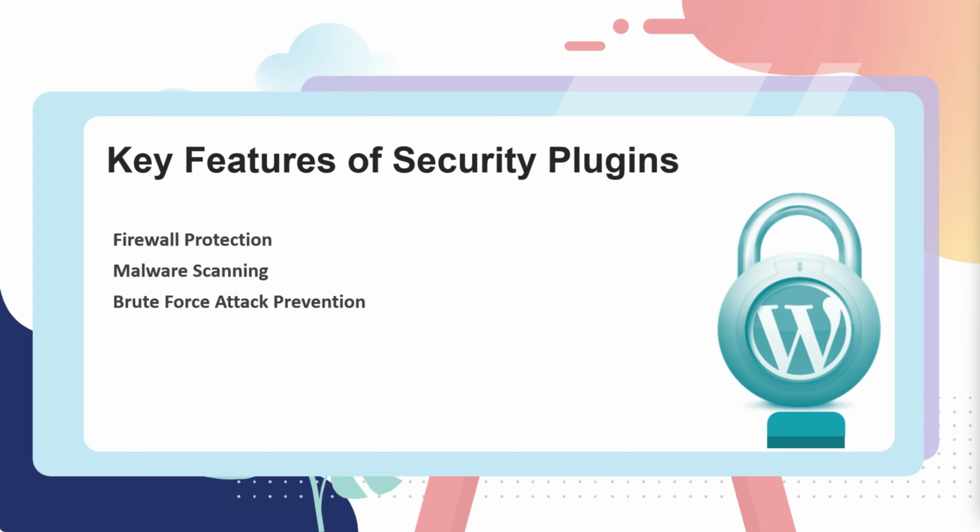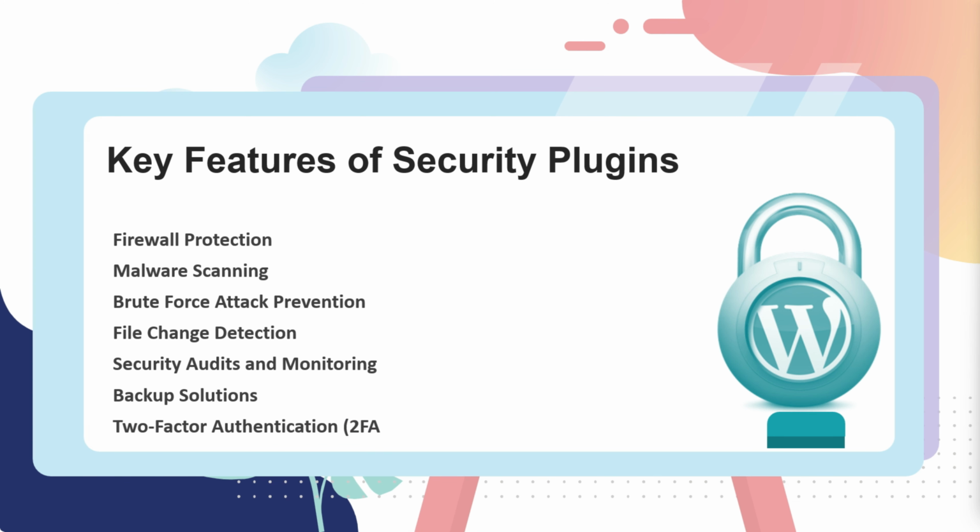The next one is file change detection, which alerts you if any files on your site are altered. Security audits and monitoring, which tracks and logs security related activities. Then backup solutions, which ensure you can restore your site in case of security breaches. The last one is two-factor authentication. That means it adds an extra layer of security to user login, and these features help to create a robust security environment for your WordPress site.